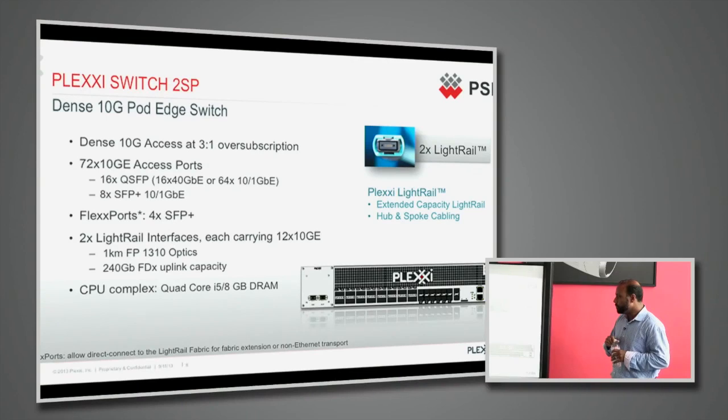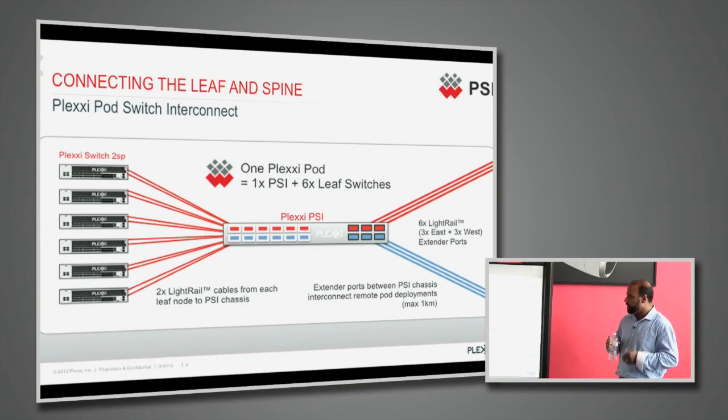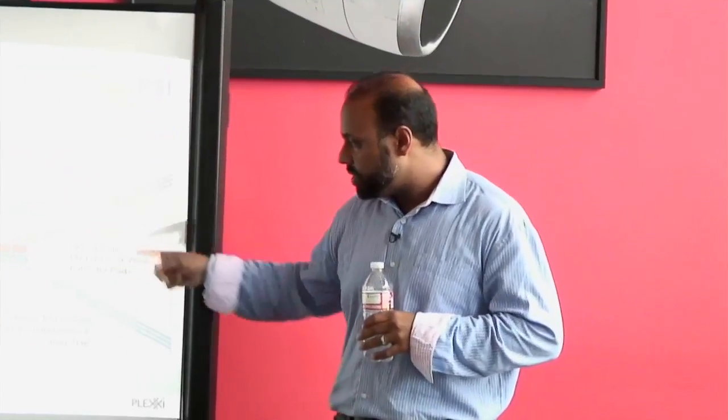On the control plane, we have a quad-core i5 with 8 gig of RAM. So that's our CPU complex. As I mentioned, those 2 light rail cables get hooked into the PSI, and the extender ports allow us to chain those PSIs together. Again, these are 1 kilometer optics, so we can still maintain some distance here. The WDM optics that we use in the other products have nominally 10 kilometers reach, in some cases higher.